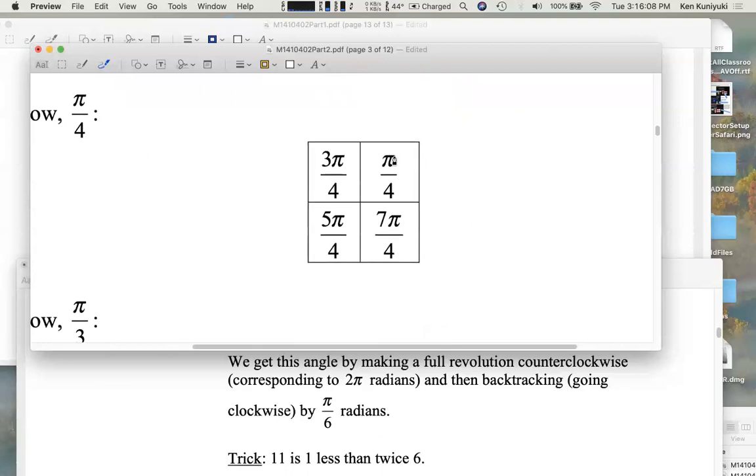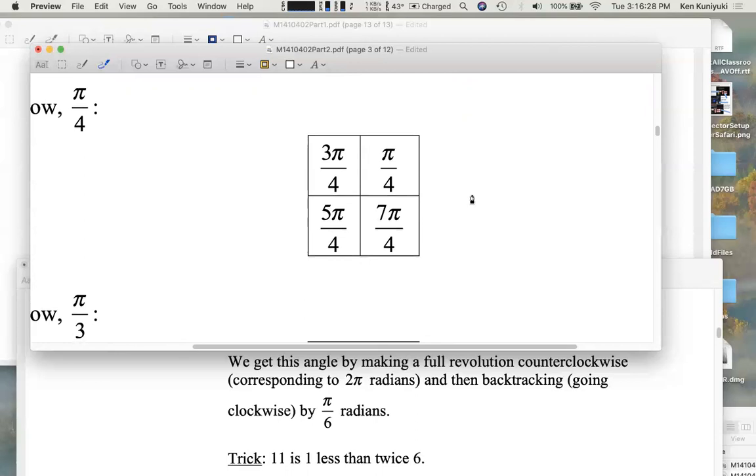Pi over 4 in quadrant 1. 3 is 1 less than 4. 3 pi over 4 in quadrant 2. 5 is 1 more than 4. 5 pi over 4 in quadrant 3. 7 is 1 less than twice 4, 8. So 7 pi over 4 here.